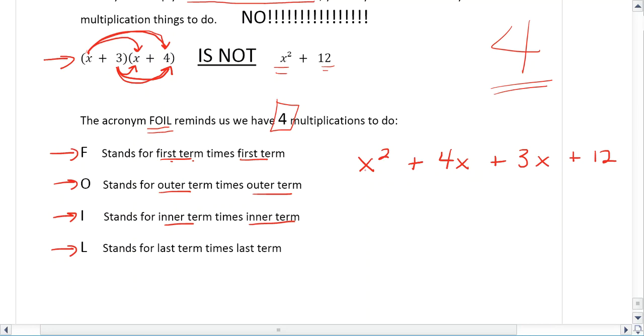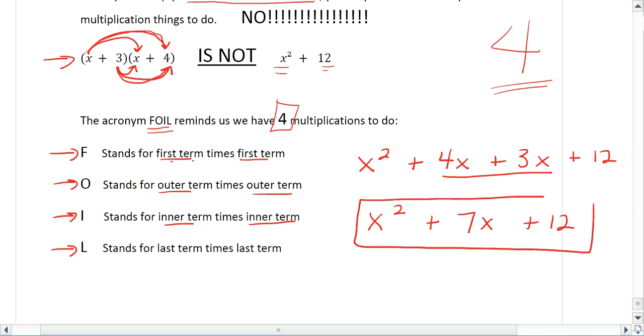So see how I have 4 terms in my answer. I'm not quite done yet because 99% of the time these two terms are alike and they can be added together. So if I add 4 and 3, I get 7. And this trinomial now is the answer when you multiply these two binomials. And typically, a binomial times a binomial does give you a trinomial, but not always, when we'll look at some special cases in this chapter.